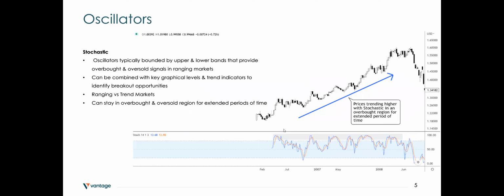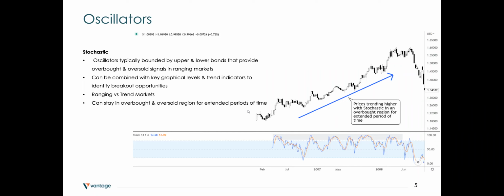There was a prior webinar on stochastics, but I'm just going to quickly go through what it is and some of the components that make up the stochastic oscillator. Basically it's an oscillator that we usually use to determine momentum. The stochastic oscillator basically has two important components.